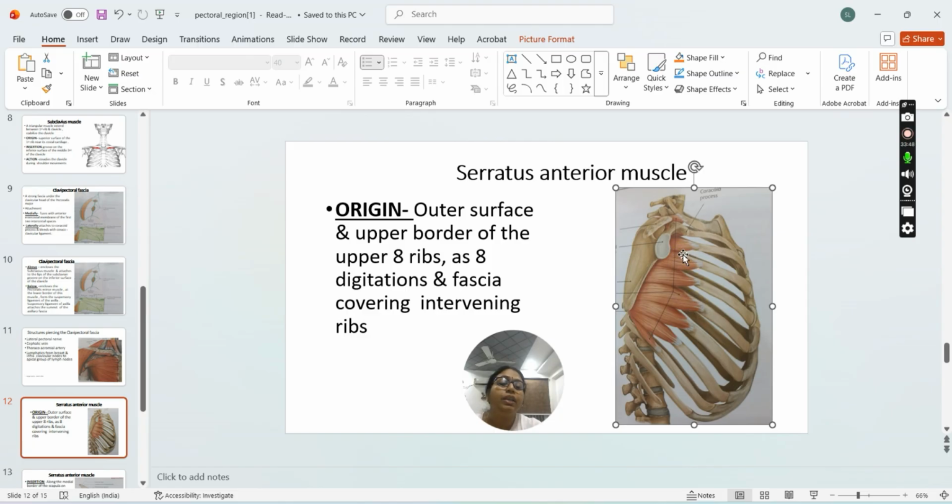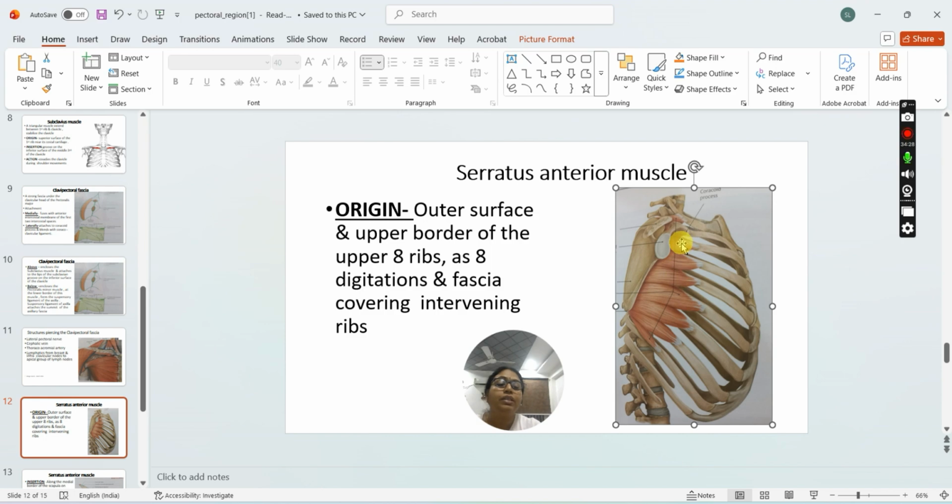So here you can see this muscle takes origin from the upper 8 ribs. The portion coming from each rib is called one digitation. So it takes origin by 8 digitations from the external surface as well as from the upper border. The 8 digitations go posteriorly covering the lateral chest wall, reach the subscapular fossa of the scapula, reach its medial border and get inserted over it.